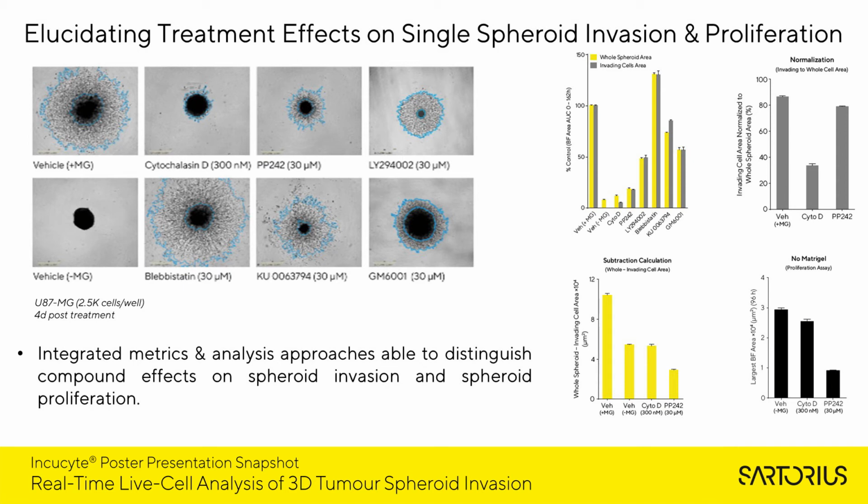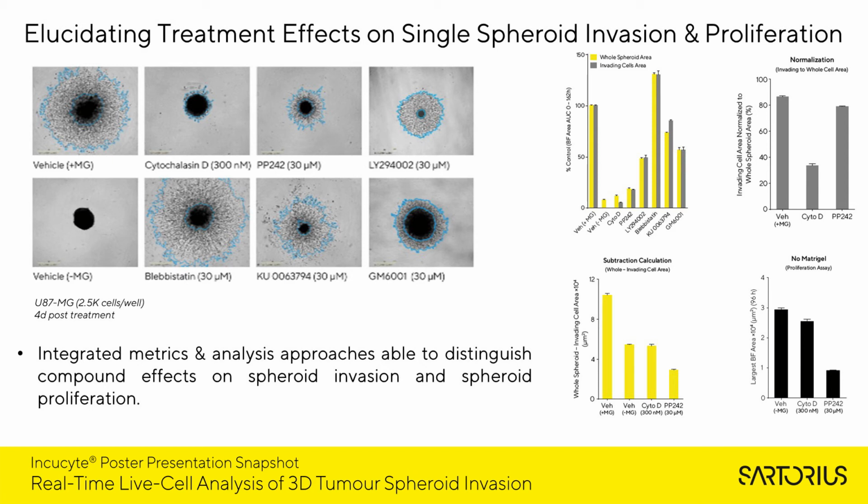So to understand the inhibitory effect of PP242, we normalized the invading cell area to the whole spheroid area at 96 hours. And this further demonstrated the marked inhibitory effects of cytochalasin D in comparison to PP242 on the invading cell region. Note that 80% of the total area of PP242 treated spheroids was attributed to the invading cell area in comparison to only 30% in cytochalasin treated spheroids. So, a subtraction of the invading cell area from the whole spheroid area region would provide a measure of the size of the spheroid body, and hence a measure of spheroid proliferation. So we performed this subtraction and it revealed the antiproliferative rather than the antimetastatic properties of PP242.